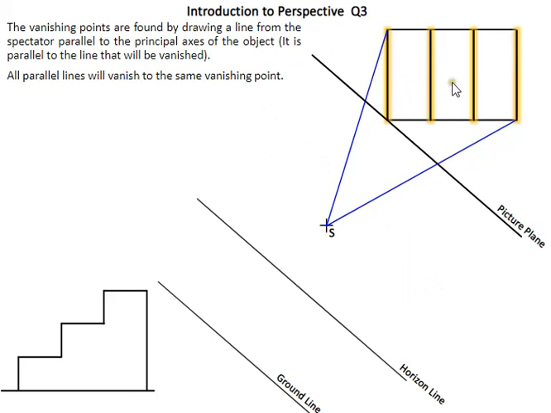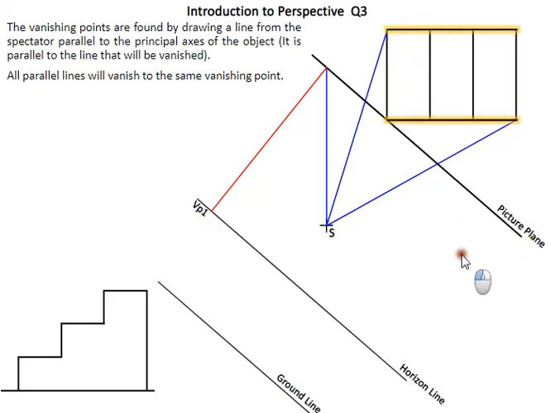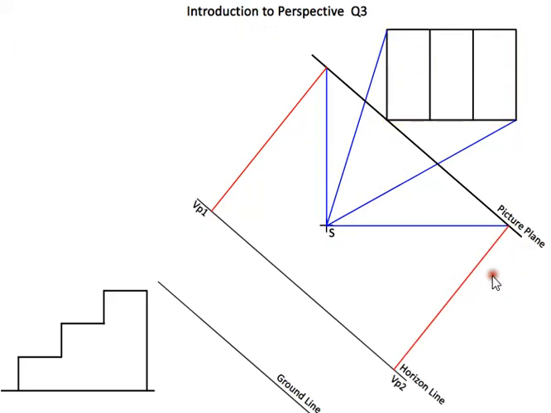So we've 4 yellow lines highlighted here, so that means from our spectator we go vertical, bring this point down onto our horizon line. That'll find vanishing point 1. Then take 2 lines horizontal from spectator. That'll give us VP2.